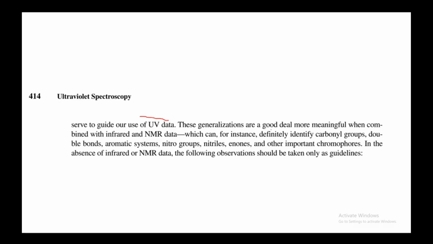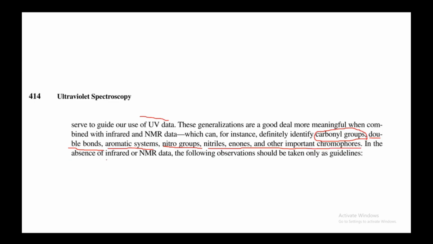These generalizations are a good deal more meaningful when combined with infrared and NMR data, which can, for instance, definitely identify carbonyl groups. As you know, carbonyl groups are present in several functional groups of organic chemistry such as aldehydes, ketones, carboxylic acids, esters, anhydrides, acid chlorides, amides. The UV visible spectrum can help us to identify carbonyl groups, double bonds, aromatic systems, nitro groups, nitriles, enones, and other important chromophores. What is a chromophore? I have already made a video about this.